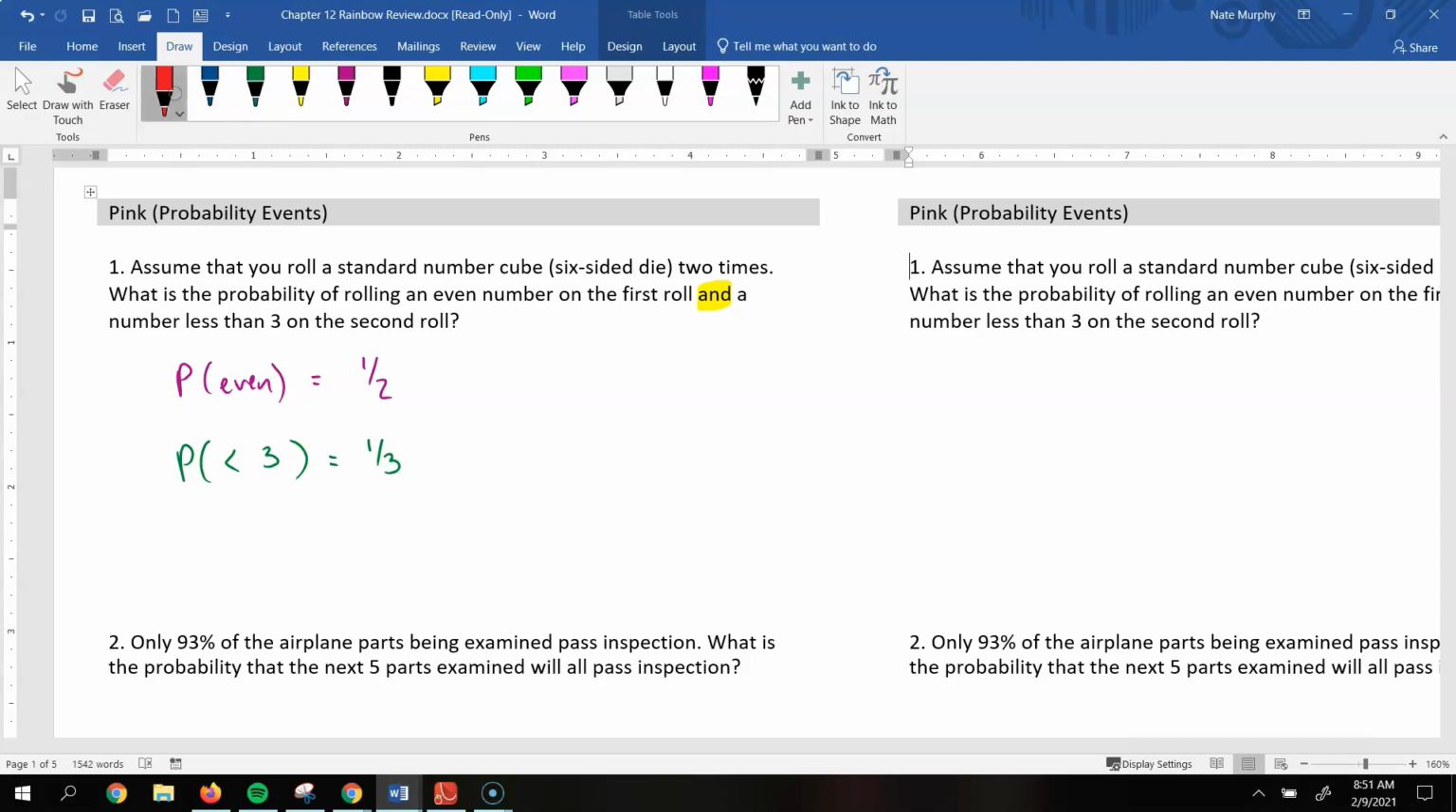And so what we would do is multiply these two events. The probability that it's even, and, so we use that intersection symbol there, a number less than 3, we would multiply, like I said, the two probabilities. So 1/2 times 1/3 would equal 1/6. So you have a 1 in 6 chance of that happening.